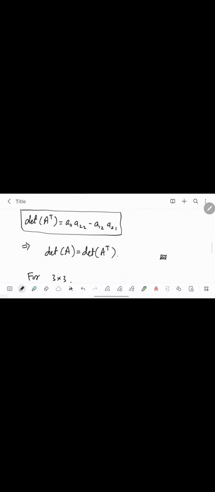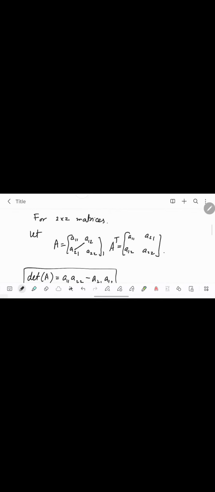For 3 by 3 matrices, we cannot apply the direct formula that we used for 2 by 2 matrices, where we just multiply these things minus multiply these things. Here we have 3 different columns and 3 different rows. We cannot do this, because some entries will be left out. So we have to consider all of these entries.